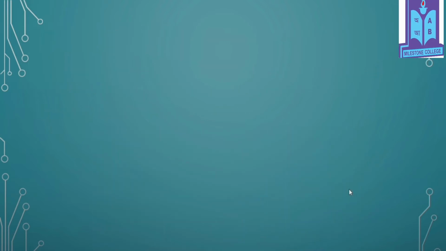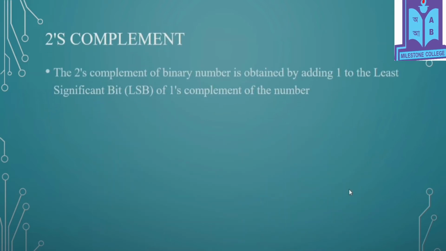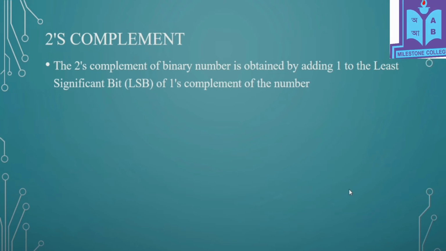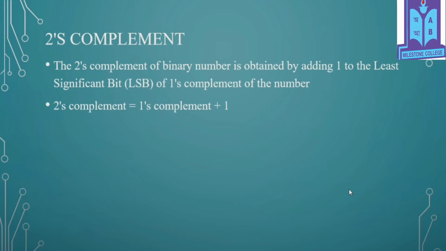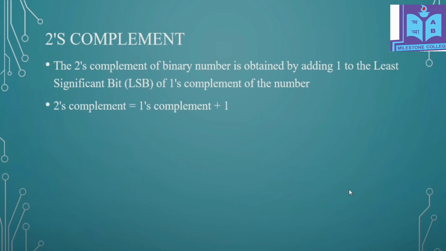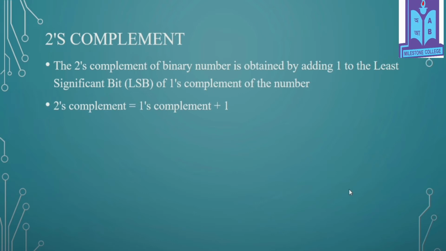Next, we have 2's complement. Now I'm giving you some basic ideas about 2's complement. The 2's complement of a binary number is obtained by adding 1 to the least significant bit, LSB, of the 1's complement of the number. That is, 2's complement equals 1's complement plus 1. It's a simple step. When you do the 2's complement, first you perform the 1's complement operation, then you add a single 1 to the LSB of the 1's complement of the number.